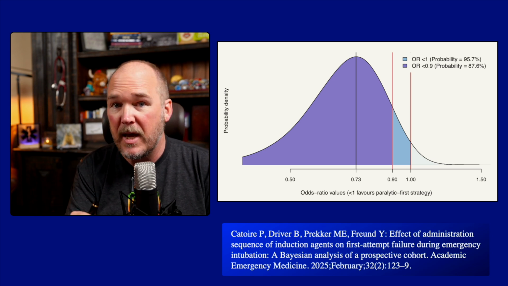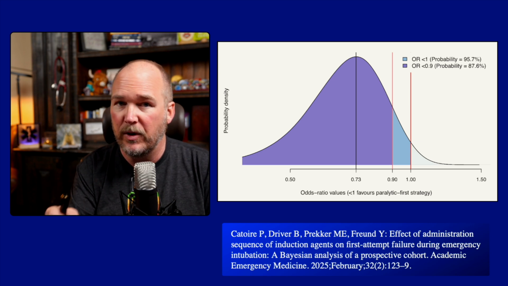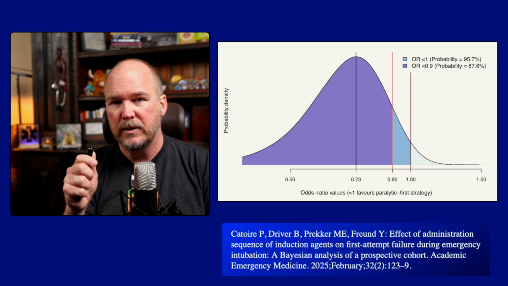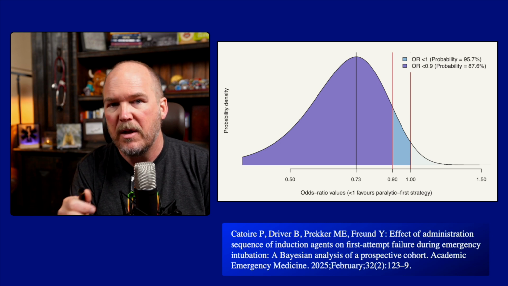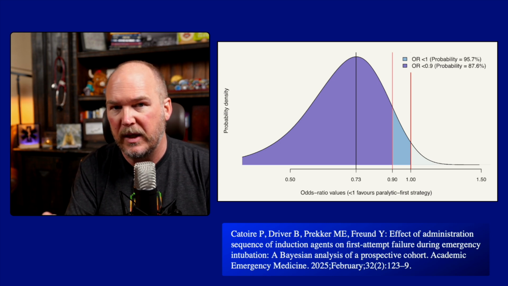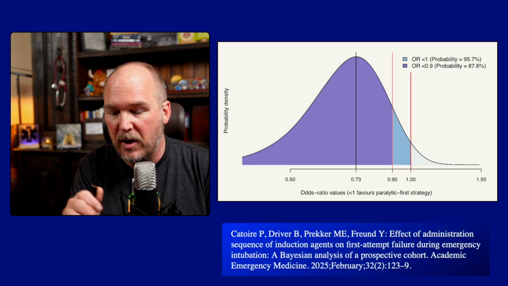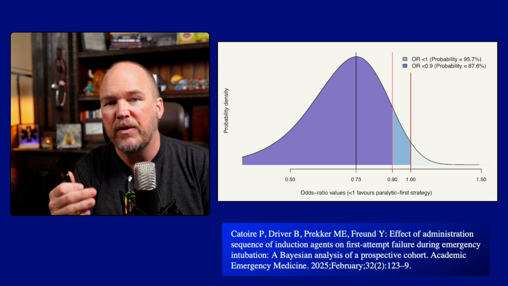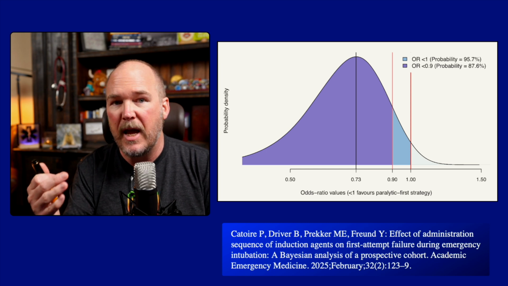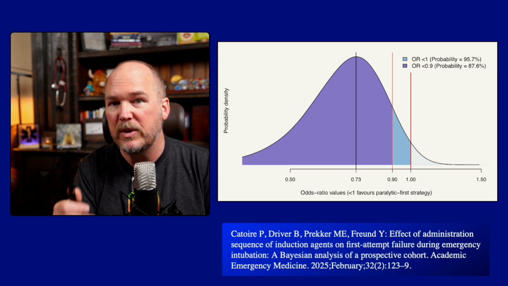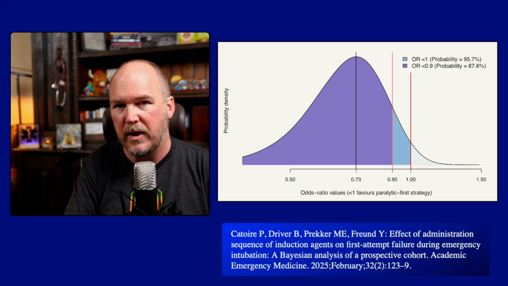Now, in this paper, they calculated the probability that the odds ratio was less than 1, meaning first pass failure rate was lower with the paralytic first approach. And they also calculated the probability that it would be less than 0.9. So they calculated two probabilities. And what did they find? Well, they found a 96% chance, based on this and prior evidence, that the failure rate was lower with a paralytic first approach. And they found an 88% probability that failure rate was at least 10% lower odds, meaning the odds ratio is less than 0.9.